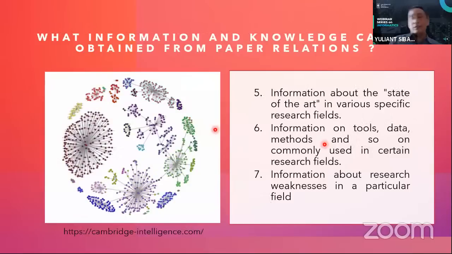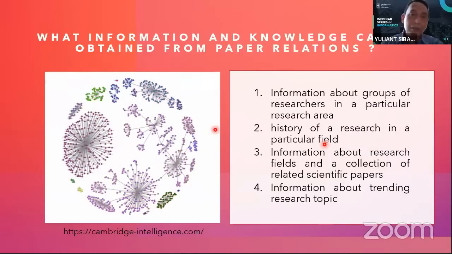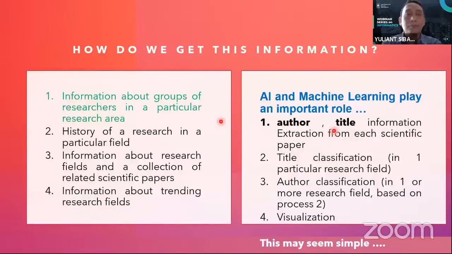And for the illustration of the example that I want to give in this presentation, for example, is case number one: information about groups of researchers in a particular research area. How do we use data science to solve this problem? AI and machine learning play an important role. For example, these are the steps that we can do to solve problem number one.